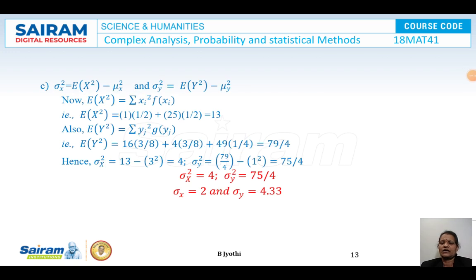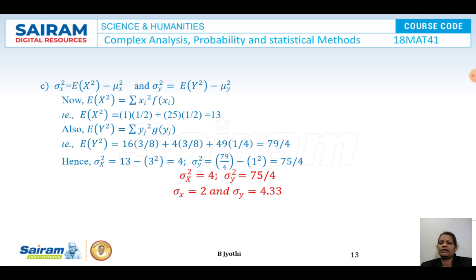Now sigma x square. The formula for sigma x square is E of x square minus mu x square, and sigma y square is E of y square minus mu y square. Let us compute E of x square. That is sigma xi square into f of xi, that is 1 square into half plus 5 square into half, that is 13. Next, E of y square is yj square into g of yj. That is 4 square, that is 16 into 3 by 8, and 2 square, that is 4 into 3 by 8 plus 7 square, that is 49 into 1 by 4, which will be 79 by 4.